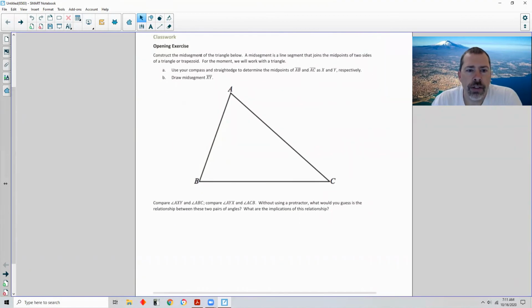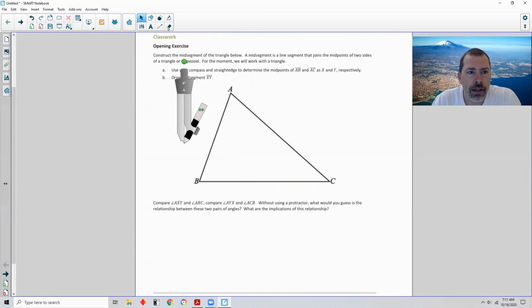So it says to construct a mid-segment. Remember what a mid-segment is? A mid-segment would be a segment that goes from the midpoint of one side of a triangle to the midpoint of another side of the triangle. It could go either way. So there could be a total of 3 mid-segments in a triangle. So we're going to construct a mid-segment.